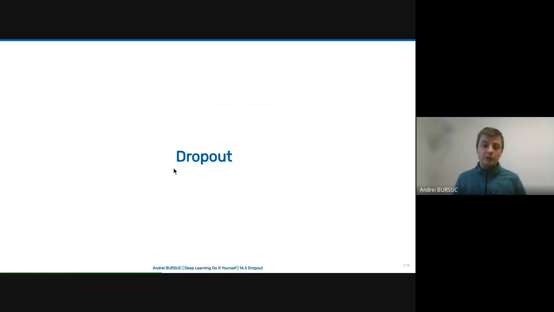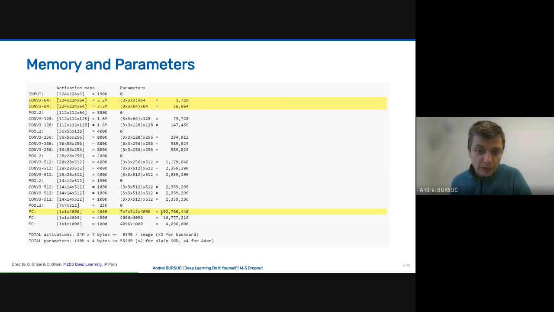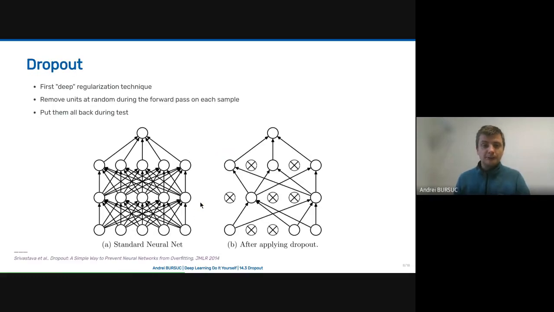So this is where dropout enters, right? Because we must find mechanisms to not allow these numerous parameters in the final layers of the network to overfit. This is what dropout addresses.